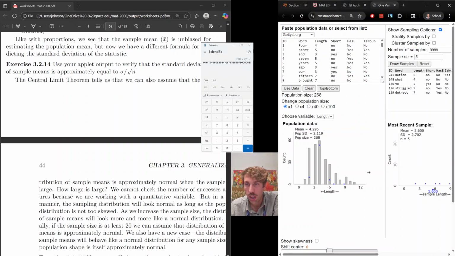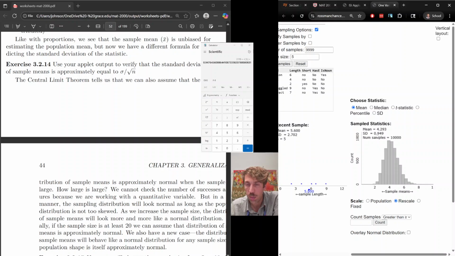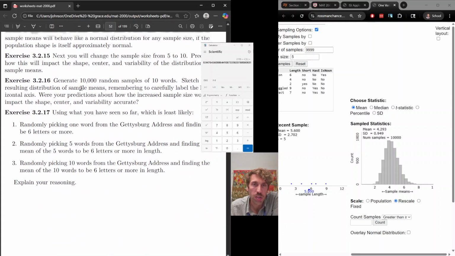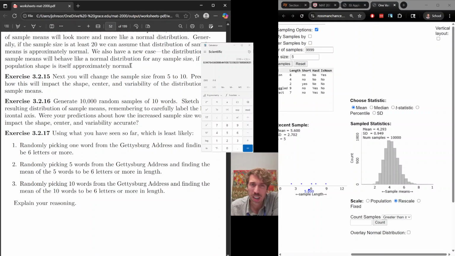And then look over here at the sample statistics. That distribution is 0.949. Look at that. Our numbers are almost the same. Maybe yours will be too. But your number might be slightly different from mine because of randomness. Okay. So next, you will change the sample size from 5 to 10. Predict how this impacts the shape. So what's going to happen with the shape of this if you move it from 5 to 10? Give me a good guess there.